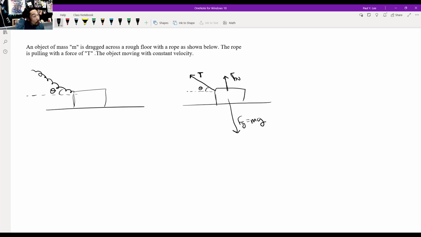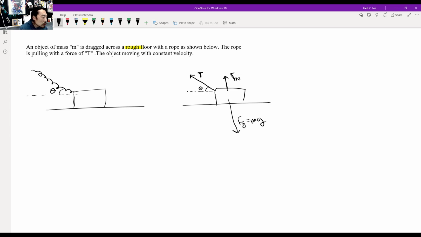Okay, so for a free body diagram, right, we're almost there, but I included this word rough for a reason, and that's just to let you know that anytime you see the word rough, that means that there's friction involved. So let's go over the idea, right?